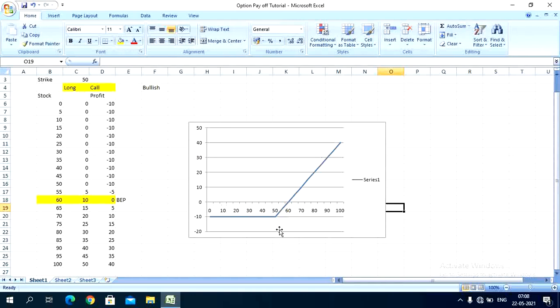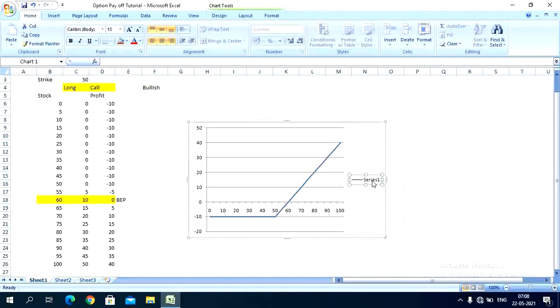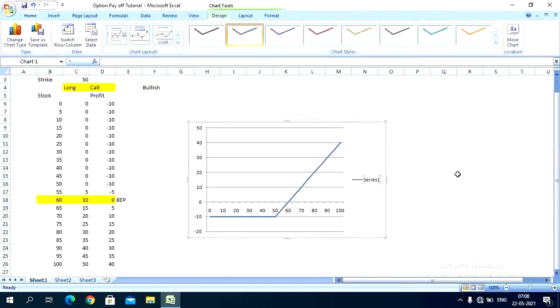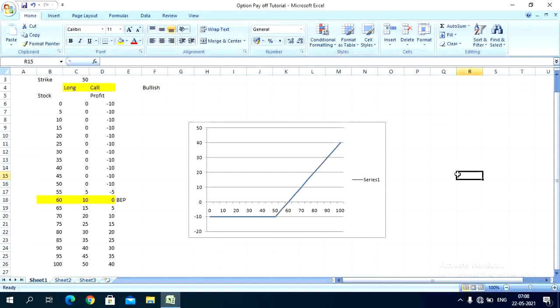So when the price is less than 50, you will have option value equal to 0. If the price is more than 50, then your option value increases, and you will start getting the profits. Okay, great. So this is your long call.